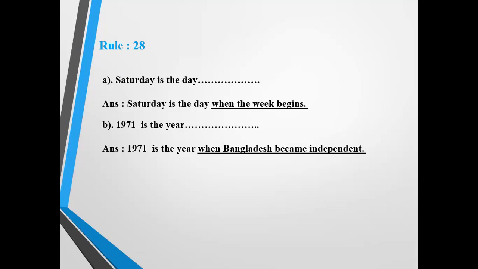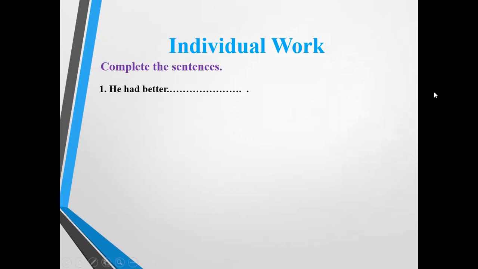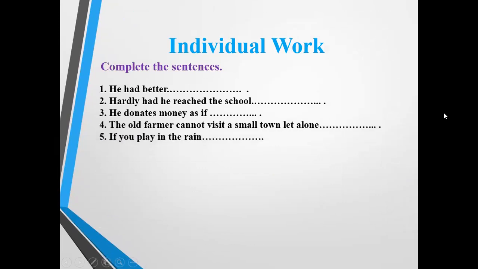I have already discussed rule 15 to 28. That's all. Now, individual work. Complete the following sentences. 1. He had better dash. Number 2. Hardly had he reached the school dash. 3. He donates money as if dash. 4. The old farmer cannot visit his small town, let alone dash. 5. If you play in the rain dash.